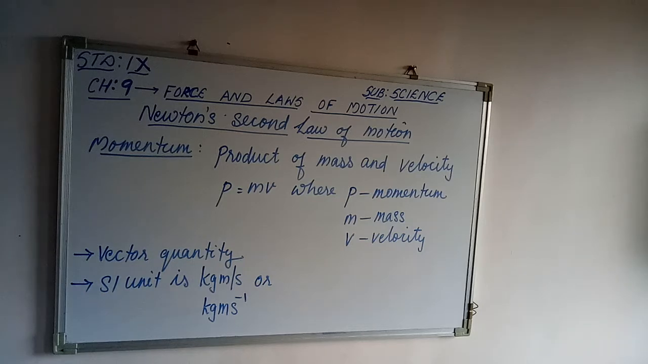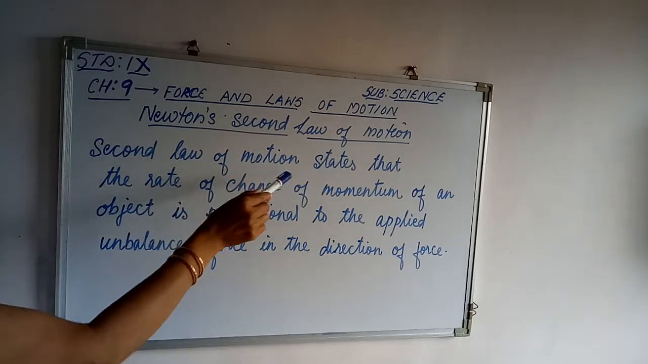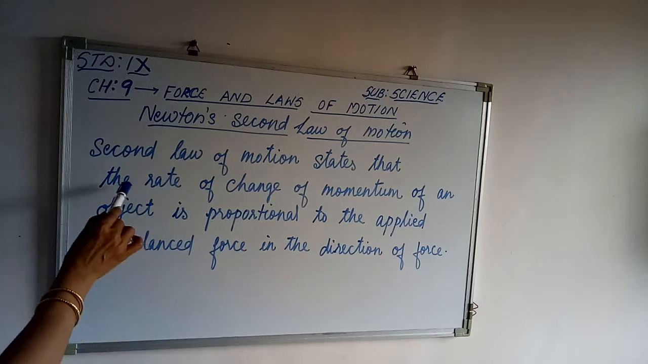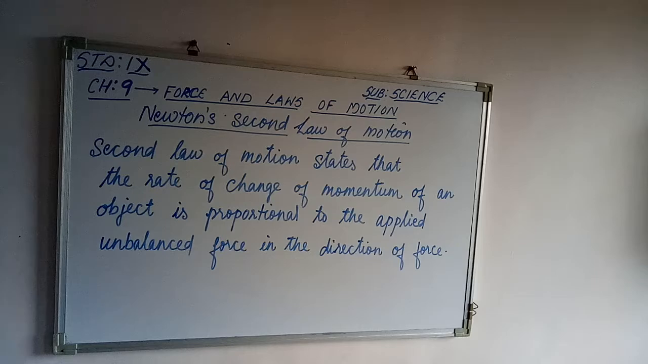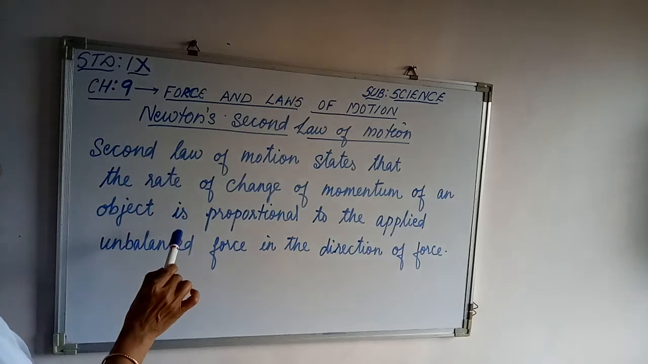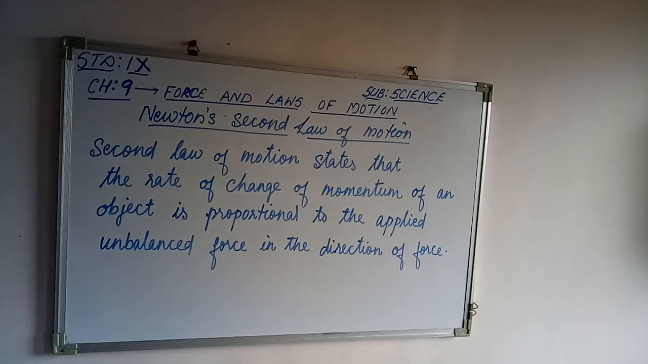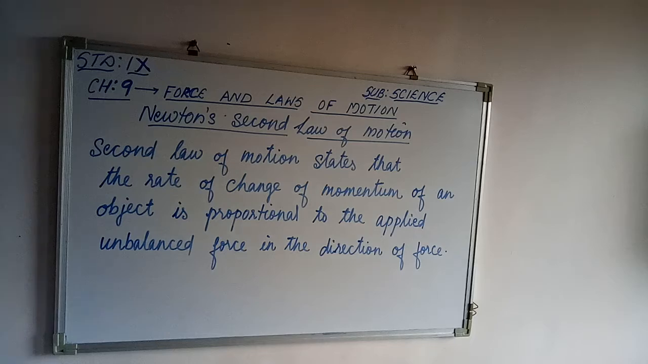From this we can state Newton's second law of motion. Newton's second law of motion can be stated in this way: the rate of change of momentum of an object is proportional to the applied unbalanced force in the direction of the force. That is, the rate of change of momentum of an object is proportional to the force exerted on the object, and the direction is the direction of the force. This is Newton's second law of motion.